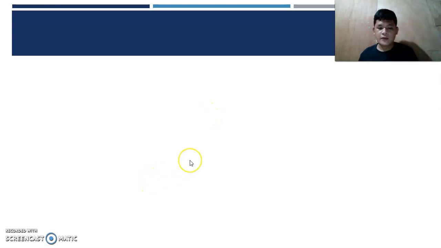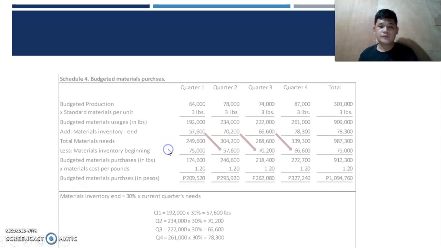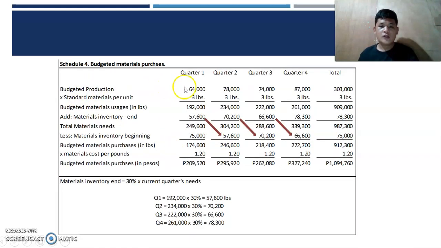Okay, so next tayo. So na-compute na natin yung budgeted production. And now, let's compute for the requirement number 2, that is budgeted materials purchase per quarter. So, ilang units ba yung kailangang bilhin ng kumpanya per quarter? So, here is the computation.